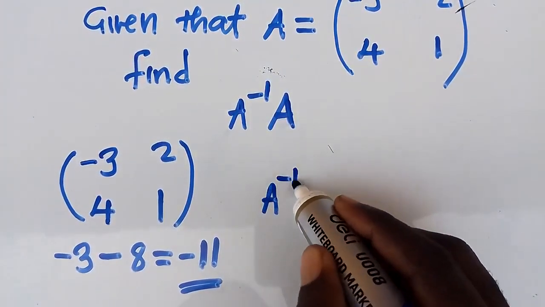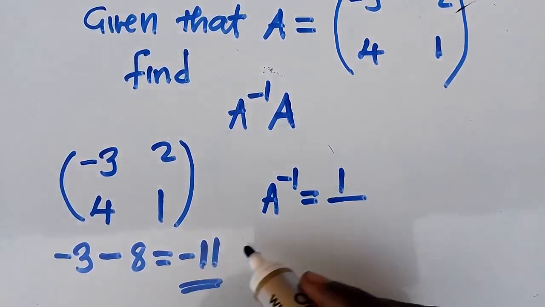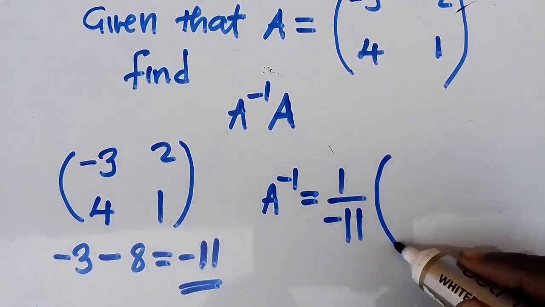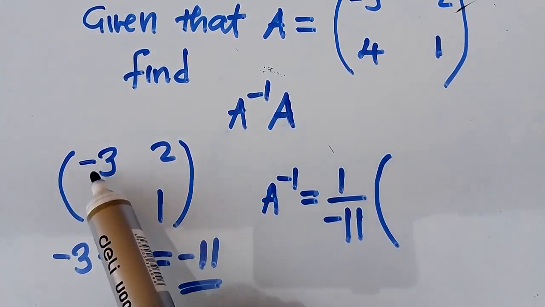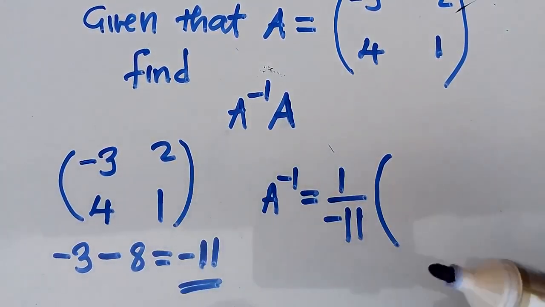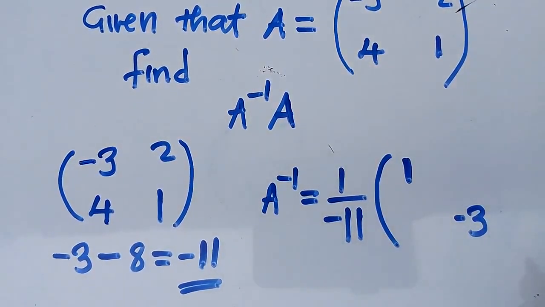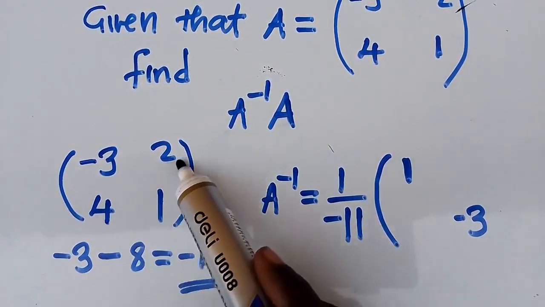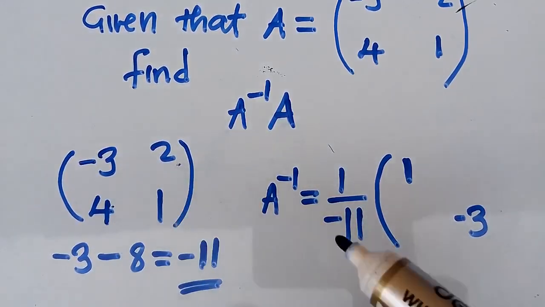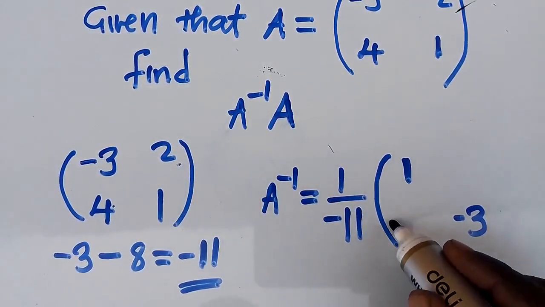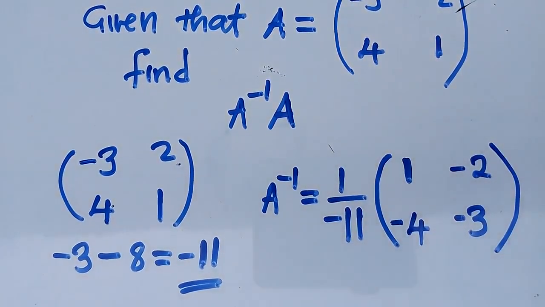If this is your determinant, you find the inverse. A inverse is equal to 1 over the determinant, and the determinant is negative 11. Then in the major diagonal, the positions will change: 1 will be there, then negative 3 will come here. In the minor diagonal, the signs will change. We are going to have negative 4 there and negative 2 here.